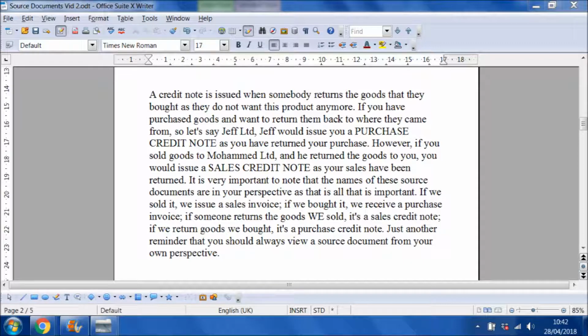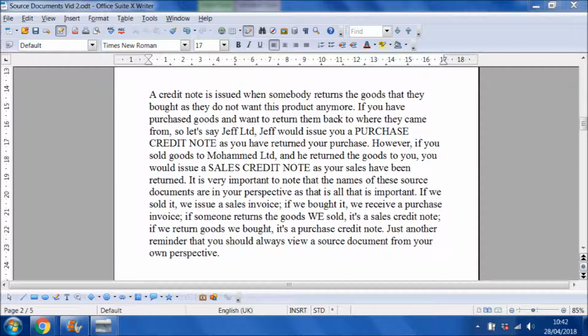Next is a credit note. A credit note is issued when somebody returns the goods that they bought as they don't want this product anymore. If you've purchased goods and want to return them back to where they came from, so let's say Jeff Limited, Jeff would issue you a purchase credit note as you have returned your purchases. However, if you sold goods to Mohammed Limited and he returned his goods to you, you would issue a sales credit note as it is your sales that have been returned to you.